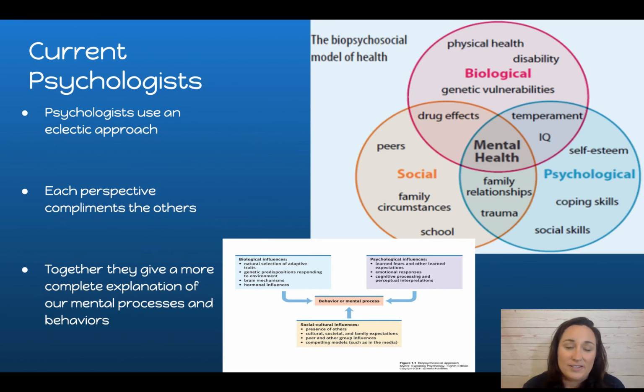So what do current psychologists think? So current psychologists kind of blend all of these together, and that is called the biopsychosocial model of health. That's an important word. Biopsychosocial. I don't think it's a vocab word, but it's very important. I would write it down.